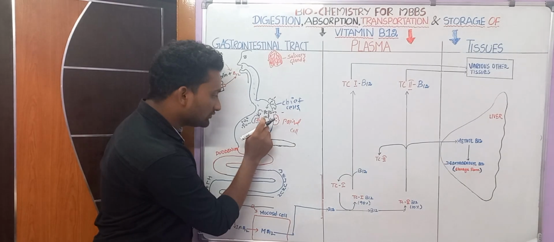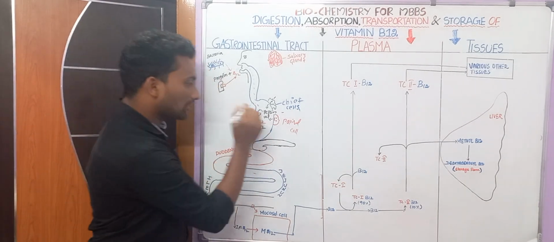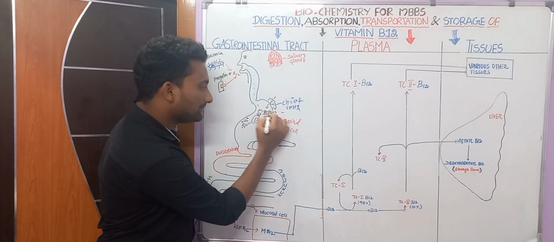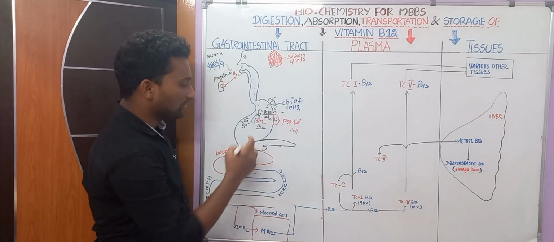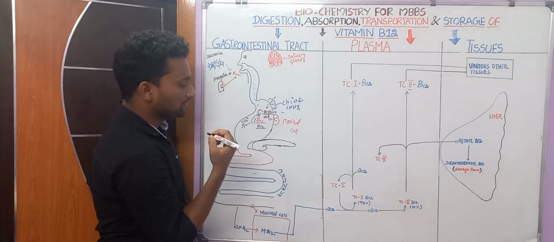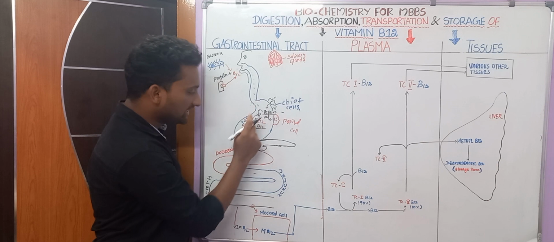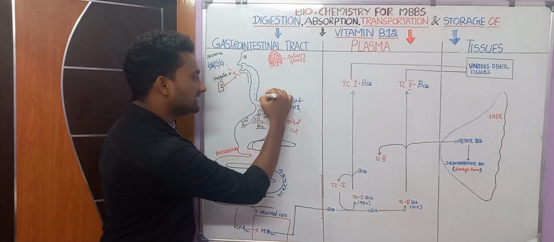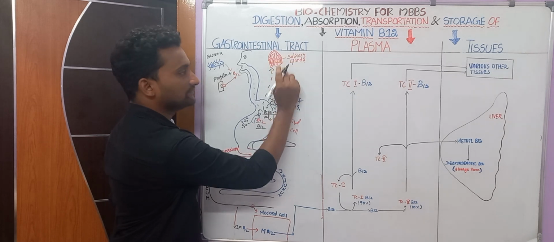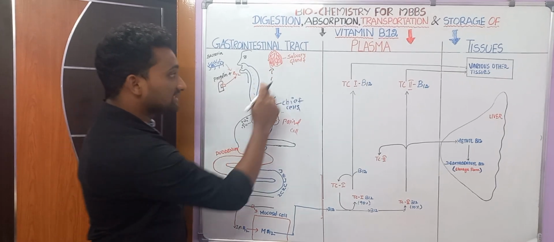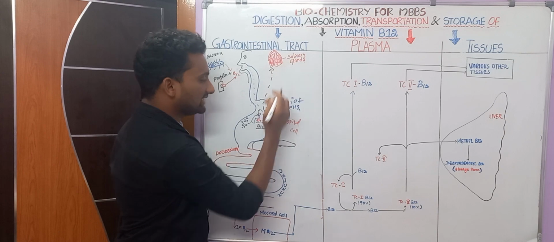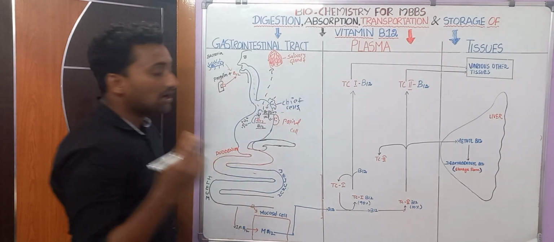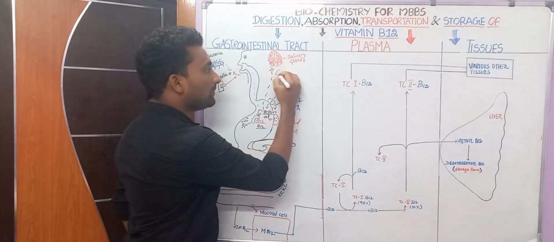See, this vitamin B12 is alone now. Pepsin has one function, as I already told you, that it degrades the protein. But not only that, this pepsin also sends a signal to the salivary glands. As soon as the salivary glands receive the signal from pepsin, they produce a protein called cobalamin.